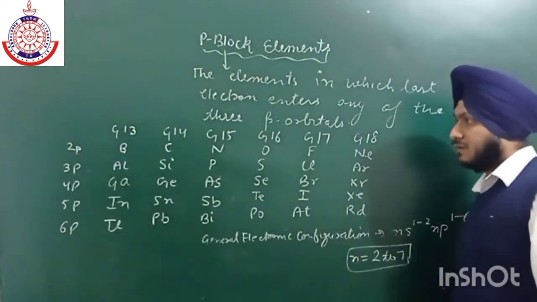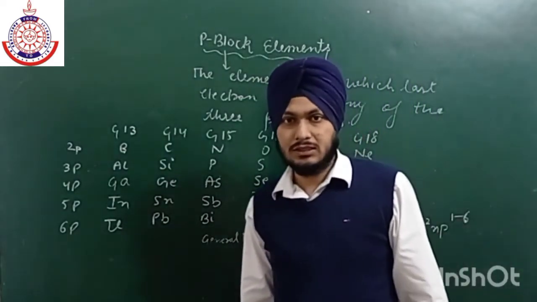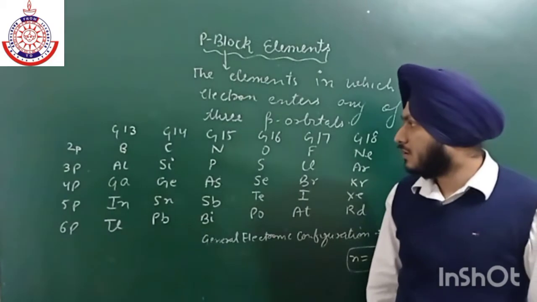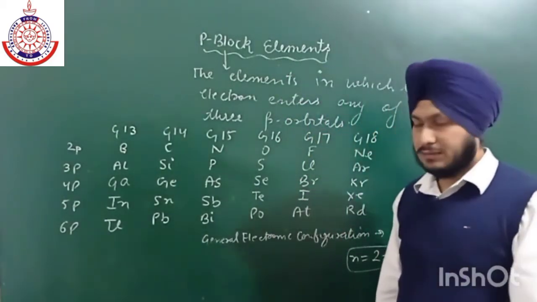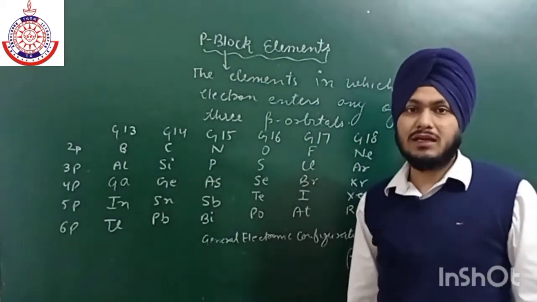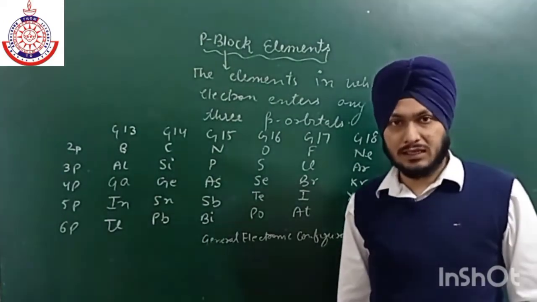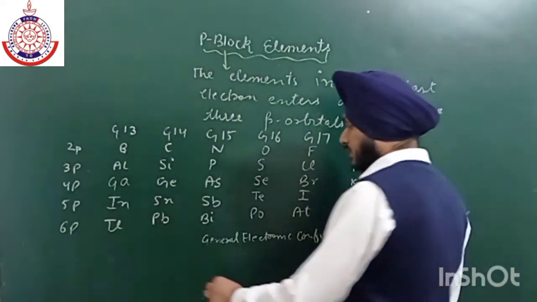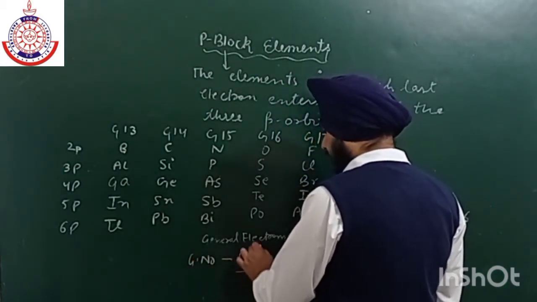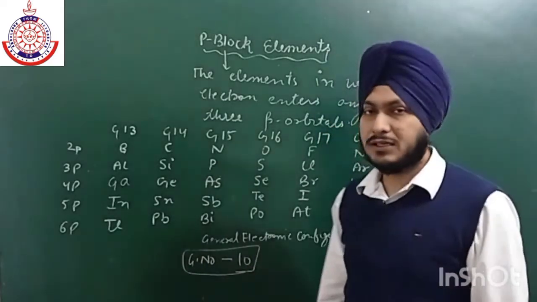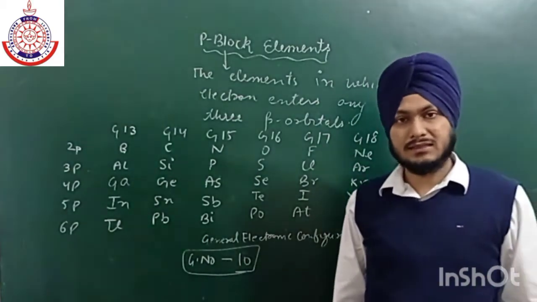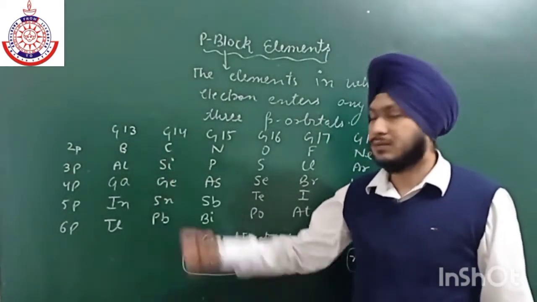Now let us talk about their oxidation state. The highest oxidation state shown by these elements is derived from their group number. The highest oxidation state is group number minus 10. As boron is in group number 13, the boron family's highest oxidation state is 13 minus 10, that is +3. Similarly for carbon, that is +4.